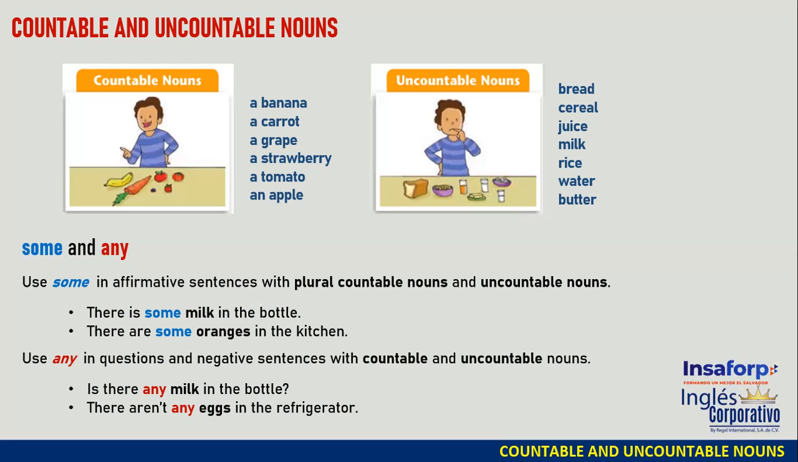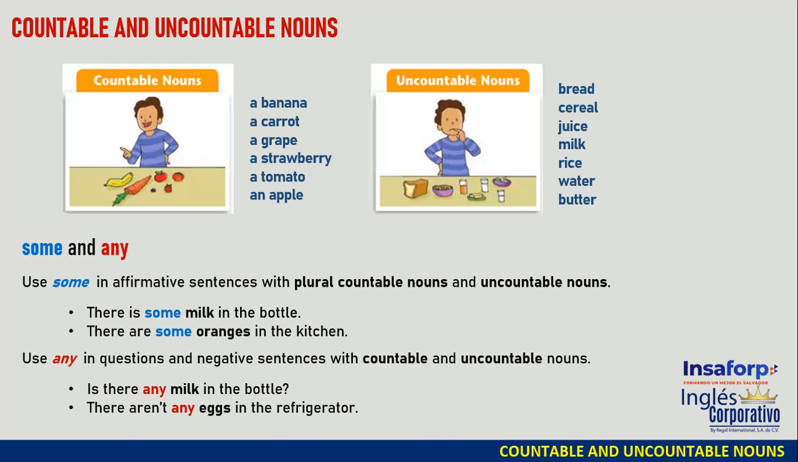Yo puedo decir, there is some milk in the bottle, right? Hay algo de leche en la botella, o there are some oranges in the kitchen, right? Entonces, puedo usar some con contables e incontables siempre y cuando estemos hablando de oraciones afirmativas. Use some in affirmative sentences with plural countable and uncountable nouns. ¿De acuerdo? Oraciones afirmativas, contables e incontables, siempre que los contables sean plurales.